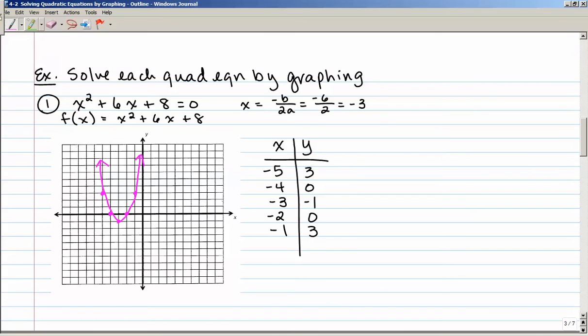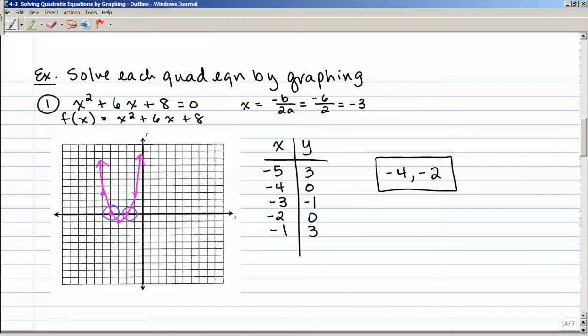And I can see by looking at this that the graph crosses the x-axis right here and right here. So those are the values of x that make this equation true. So that would be negative 4 and negative 2. So those are my two solutions. So when x equals negative 4, my original equation is true. When x equals negative 2, my original equation is true.